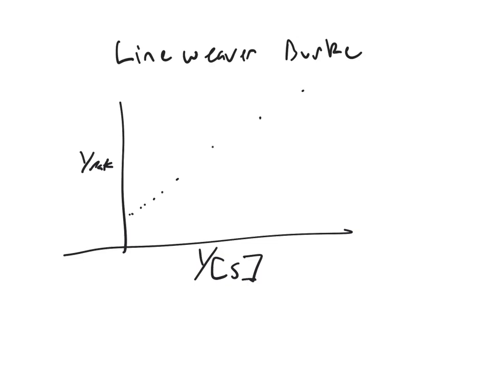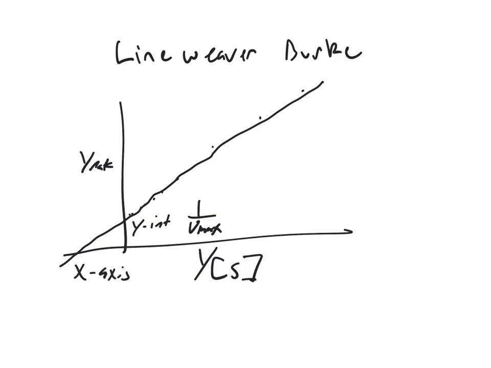And by doing this and plotting these points, you're able to extrapolate using a line what the Vmax actually would be. So your y-intercept here is going to give you 1 over the Vmax, and this is the only way to actually calculate that. From there, you can either use the x-axis to get your Km.